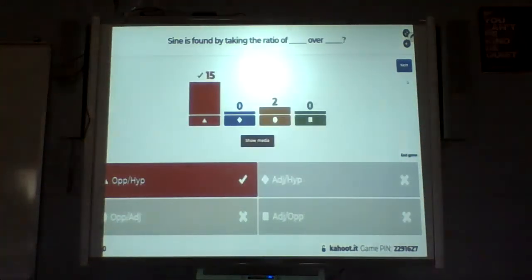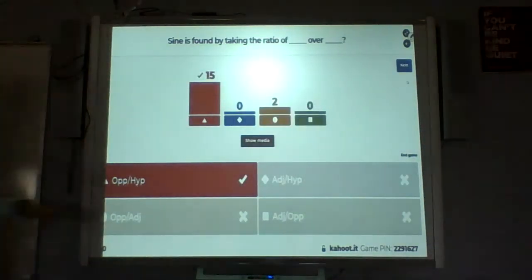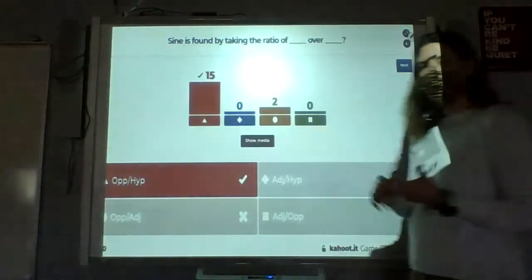Sine is the opposite over the hypotenuse.